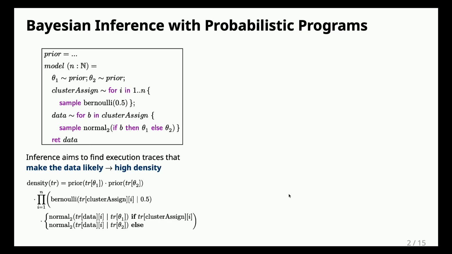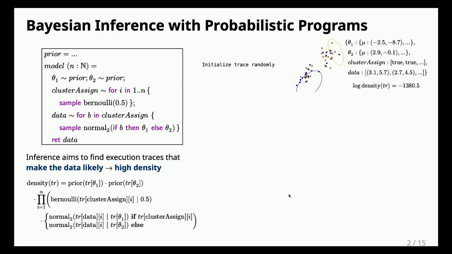So how do we actually find good traces? One approach might be the following. In Markov-Chain Monte Carlo, we start with a random initial trace, which does not explain the data very well. You can see from the visualization it doesn't really fit. And also the log density is quite low. And then we try to improve it step by step.